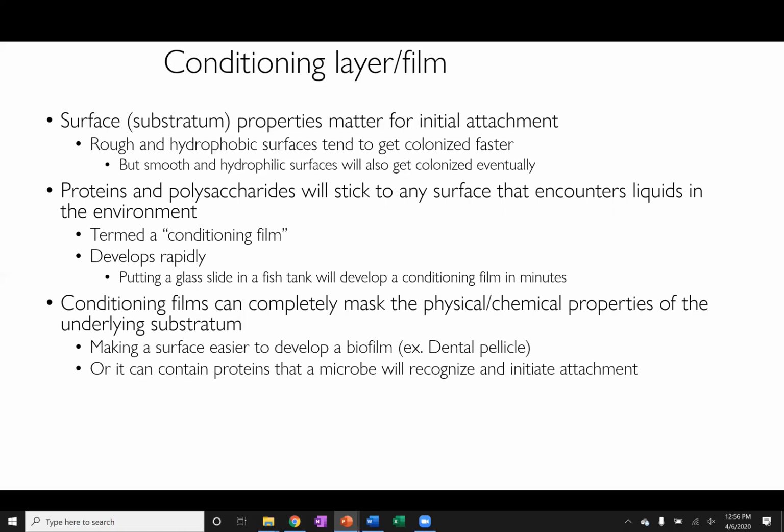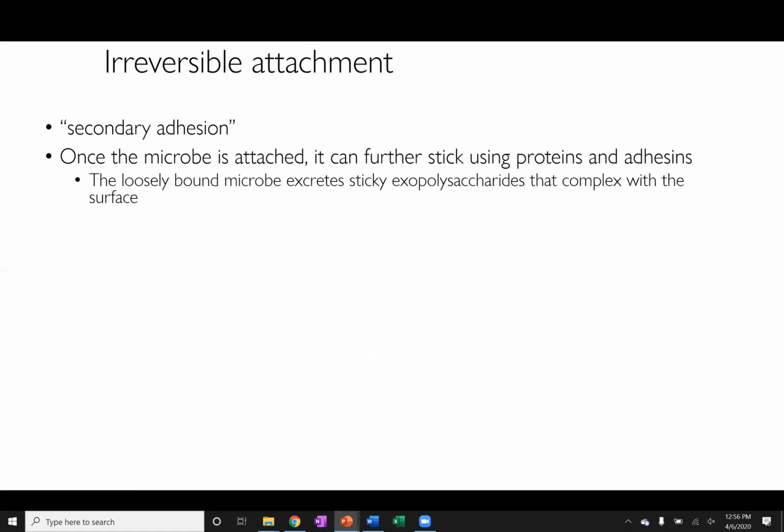These conditioning films can completely mask the physical and chemical properties of the underlying surface, and it makes the surfaces easier to develop a biofilm on. Your teeth, for instance, get really easily colonized with this conditioning film that allows the biofilm to form on your teeth particularly fast. After they do that conditioning or initial colonization, they form our secondary adhesion, or the irreversible attachment.